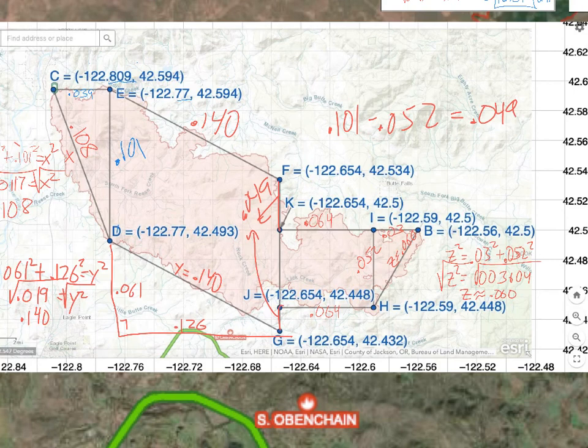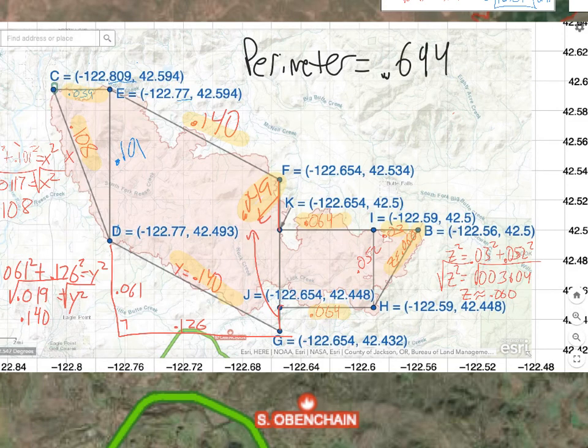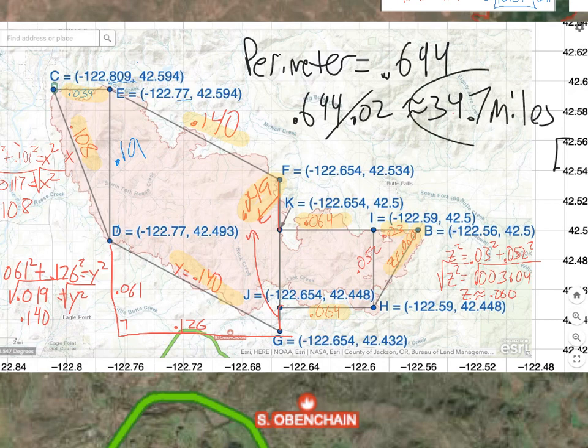Now, last but not least, if I want to know the perimeter of this whole thing, we can add all this up. So I'm going to add all these highlighted ones up. And that gives us a perimeter of 0.94, which doesn't mean too much to us, but we notice here that in our legend we can see that each square here is about 1 mile. So each 0.02 is 1 mile. So divided by 0.02, we get about 34.7 miles. Almost 35 miles around the edge.